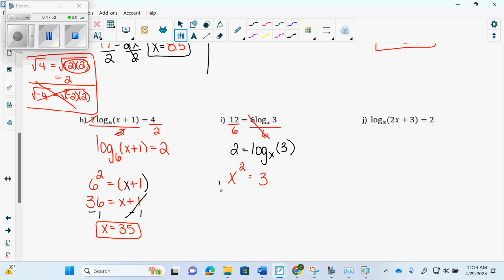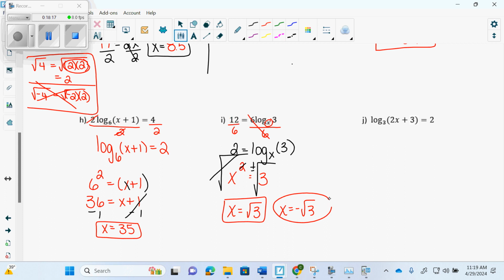When I do this with my arm, what do I have to remember to do? Plus or minus. X equals plus root 3. X equals negative root 3. If I go to plug negative root 3 in, it's going to be negative for the base. And can I have a negative base? No, it also can't be 0. So this one is my answer.